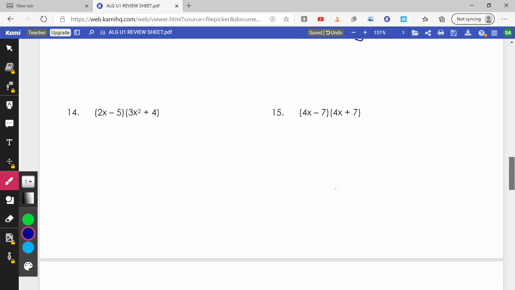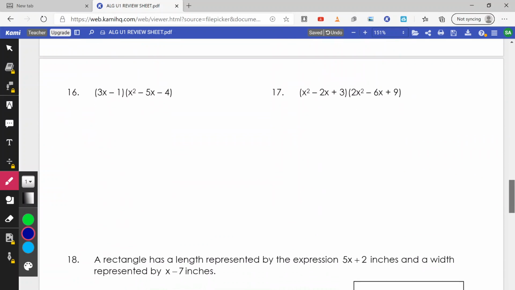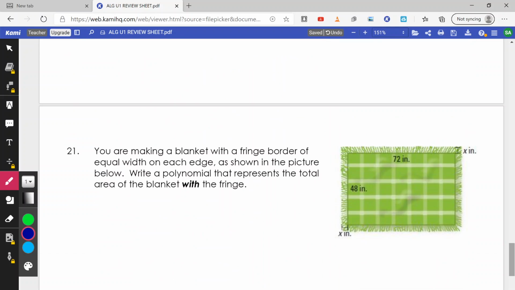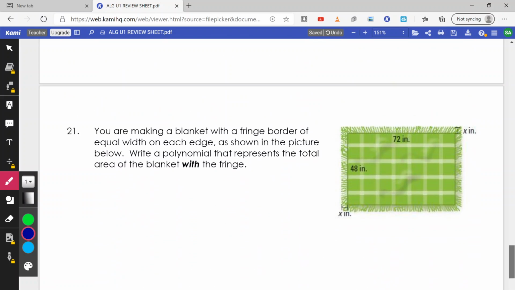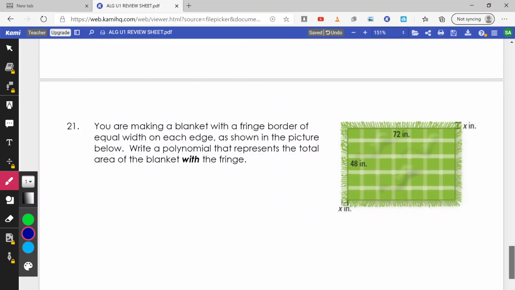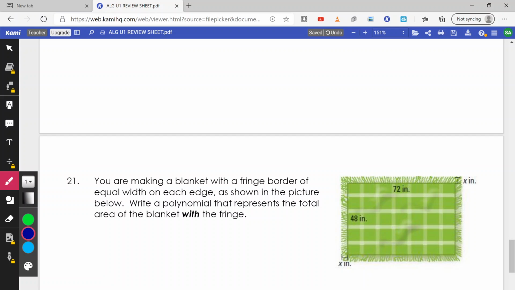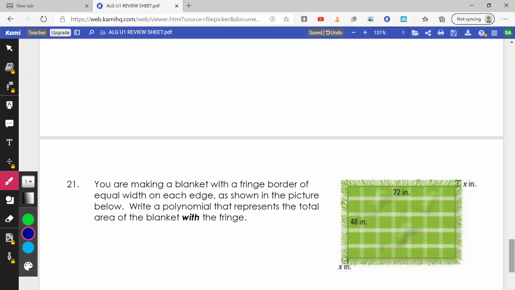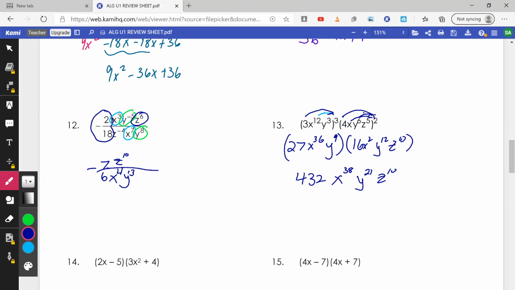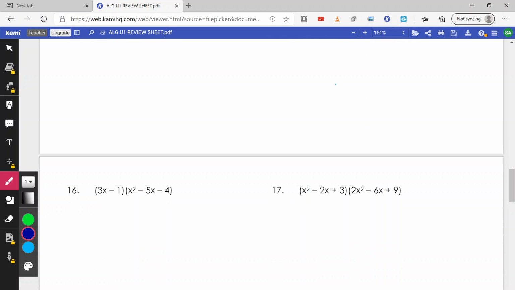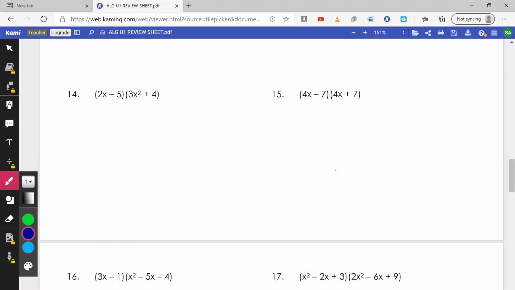So 14, 15, 16, 17 is all more of distribution, box method, and then 18 or 21 is more of creating an equation and finding the value of x type of thing. So I'm going to finish it here because the rest are similar to what we've done in the past. Again, the last four are distribution problems, but this encompasses everything. Zero power, negative exponents, adding, subtracting, multiplying, and dividing with polynomials.